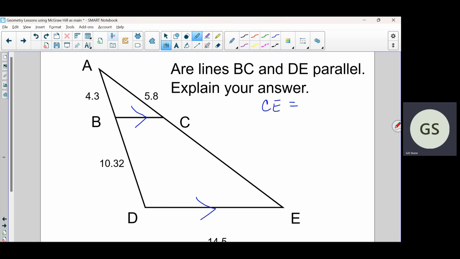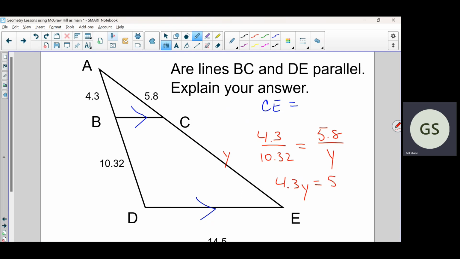So if I want to know CE, I'm going to put a variable there. Then 4.3 over 10.32 has to equal 5.8 over y. So that is the equation you should have set up. Although there is another one you could have set up that I'll show you in a minute.